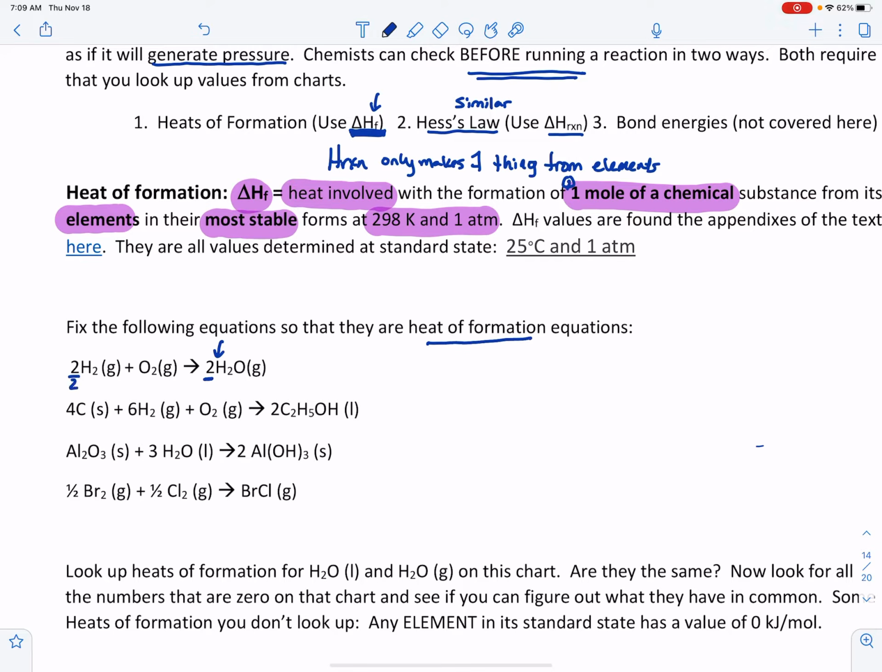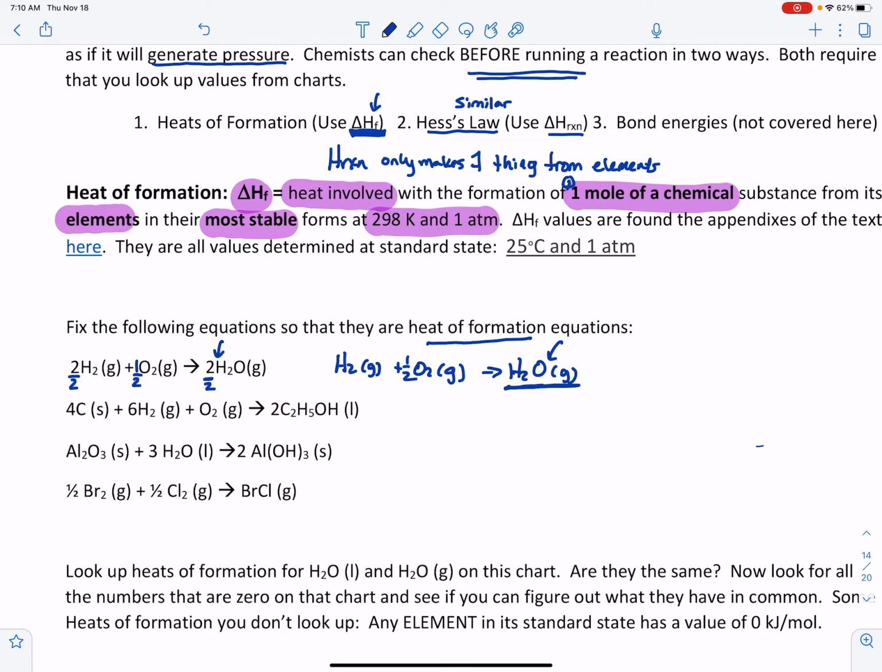So that's like saying 2, there's an understood 1 there, and then by 2. So that reaction would become H2 as a gas plus O2 as a gas, but there's a 1/2 in front, goes to H2O as a gas. You see the idea? So you can make this a heat of formation. It's really important that it's just one of them, because we're going to use these numbers for H2O in other examples and other reactions that have different coefficients. So this number has to be per 1 mole of product.